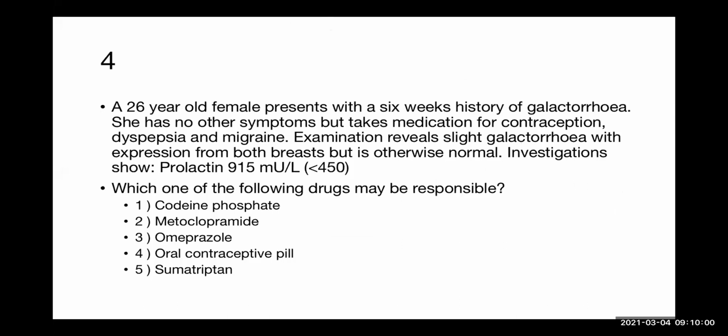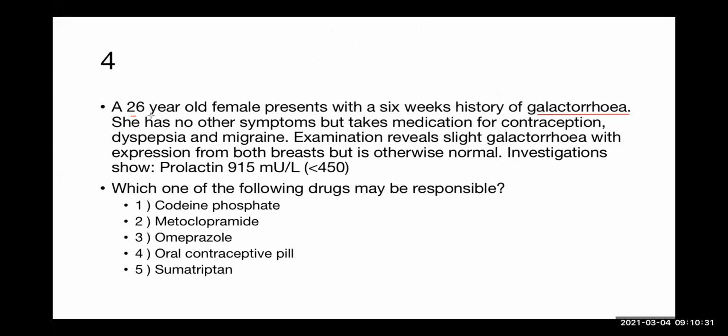So see here. There are combinations of questions from different systems. So this is a good revision for you. A 26-year-old female presents with a 6-week history of galacturia. What is galacturia? Discharge from increased milk secretion. Exactly. Increased milk secretion, or increased milk flow, you can say.